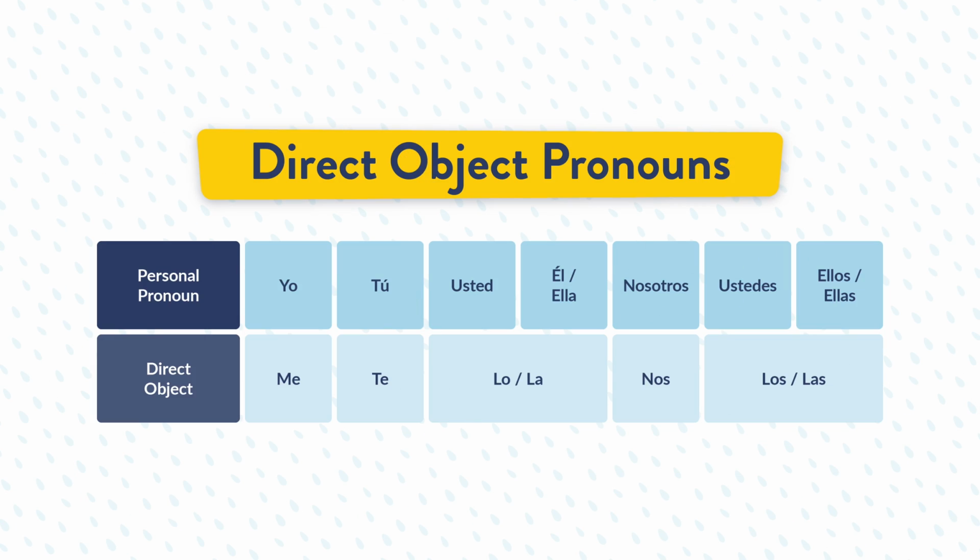Now that you get the gist of it, let's take a look at how direct object pronouns work with every personal pronoun. Direct object pronouns. Yo, me, tú, te, usted, lo, la, él, ella, lo, la, nosotros, nos, ustedes, los, las, ellos, ellas, los, las. And there you have it.